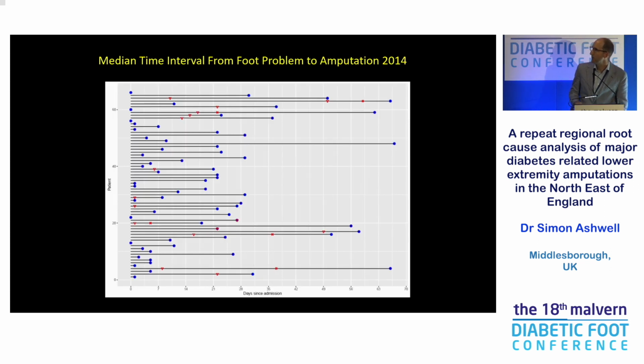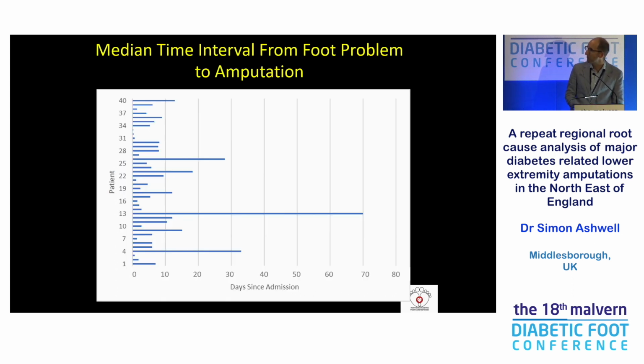And we looked at the time interval from the foot problem developing to amputation in 2014. And again, we looked at this in 2019 and showed similar findings of marked variability. Some people having amputation very soon after presentation, some people a long time down the line.